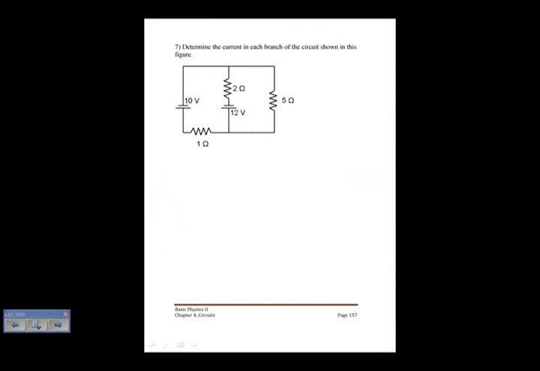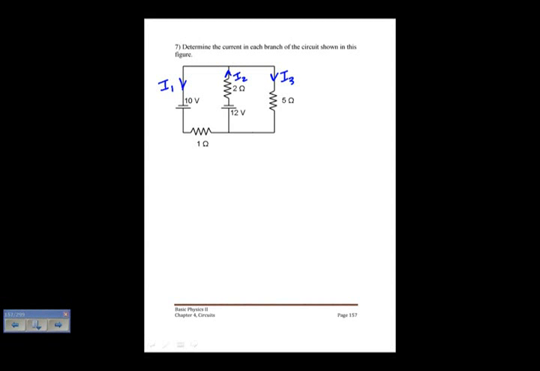All right, determine the current in each branch of the circuit shown in this figure. This is a multi-branch circuit. You have 3 unknowns. Those are the currents, I1, I2, and I3. Our first step is just labeling I1 and I2 and I3. I'll call this current I1. I'll call this current I2. And I'll call this current I3.